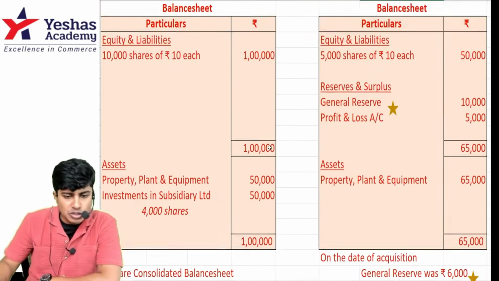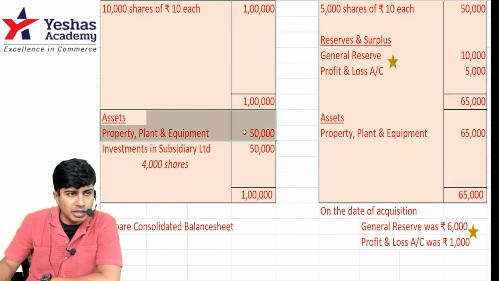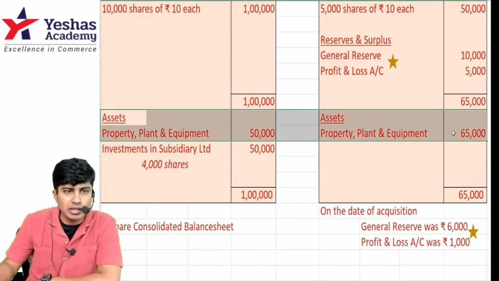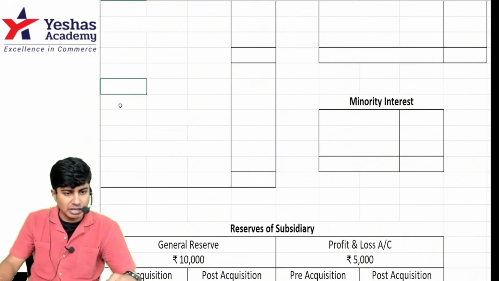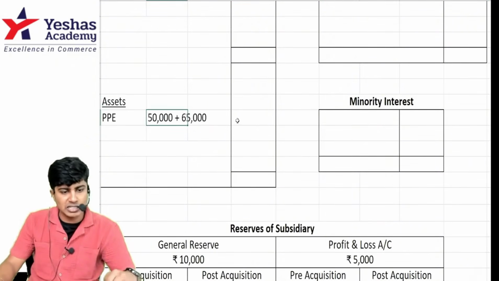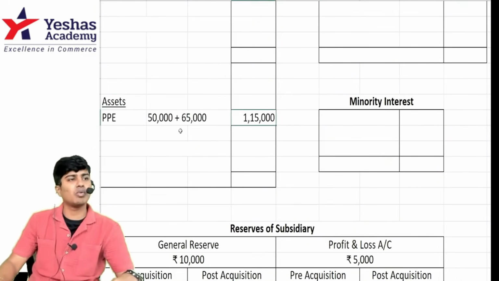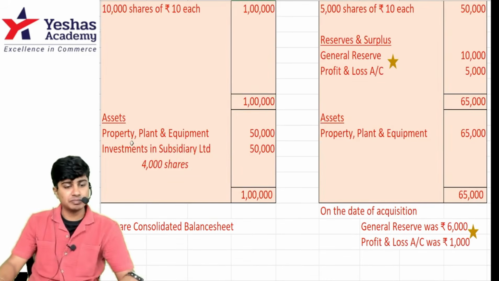Next comes our PPE. How much is our PPE? How much is their PPE? 50 plus 65, 1,15,000. I'll write it in my consolidated balance sheet. Assets, PPE, 50 plus 65, 1,15,000. Done. Next item in balance sheet.